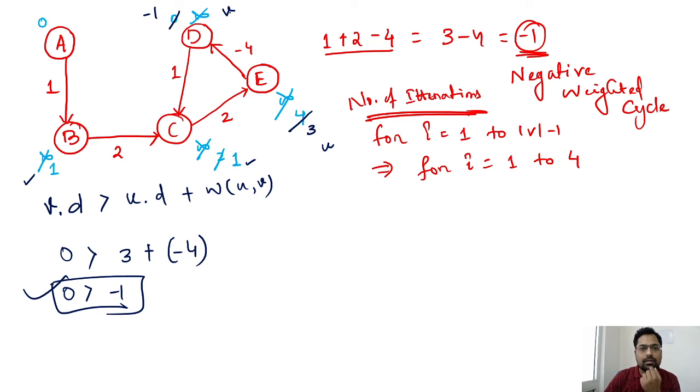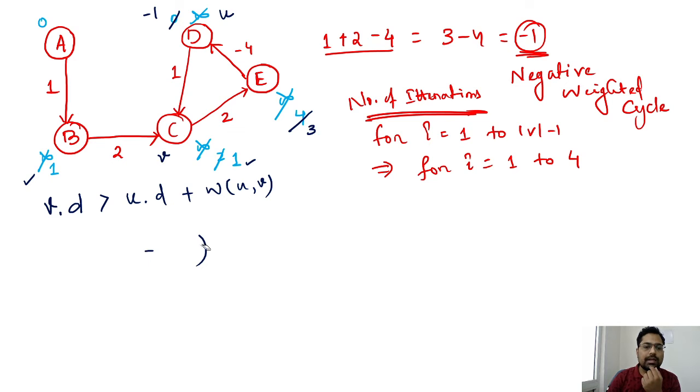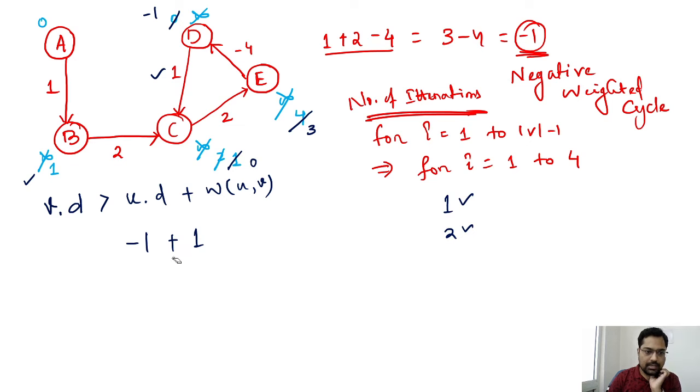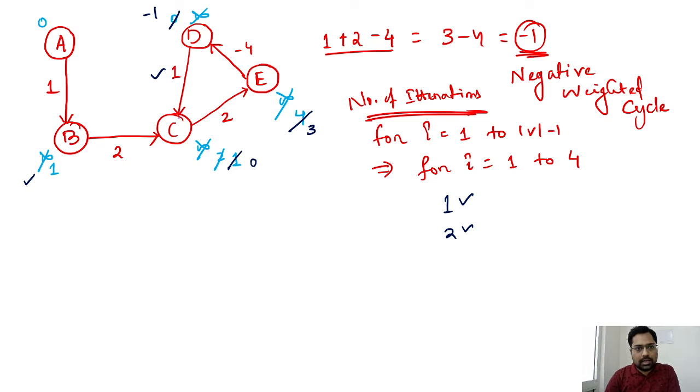Next, the A we found is connected to C, which is V for us now. So we must write it. The distance is 1. Next, the distance here is minus 1 plus 1, the cost is 1. So whether 1 is greater than 0 or not, yes it is. So then 0 will be updated here. Now we ended with the second one. First is completed, second is completed. Now I'm changing the color for the third one, because we need to run 4 times to relax the edges connected in the graph.